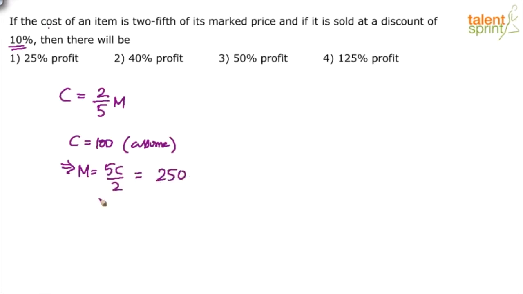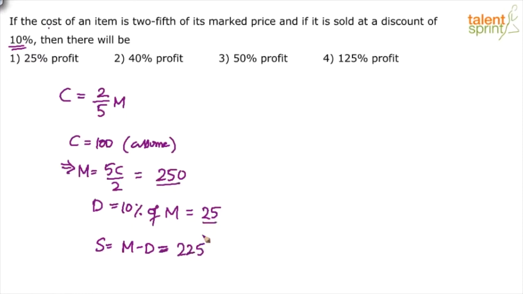Mark price is 250. Discount is 10%. 10% of what? 10% of mark price. You know that discount is always calculated on the mark price. So 10% of mark price is 10% of 250, which is 25. So what will be the selling price? Mark price minus discount. So 250 minus 25 is 225. You're getting it? Selling price is equal to 225.